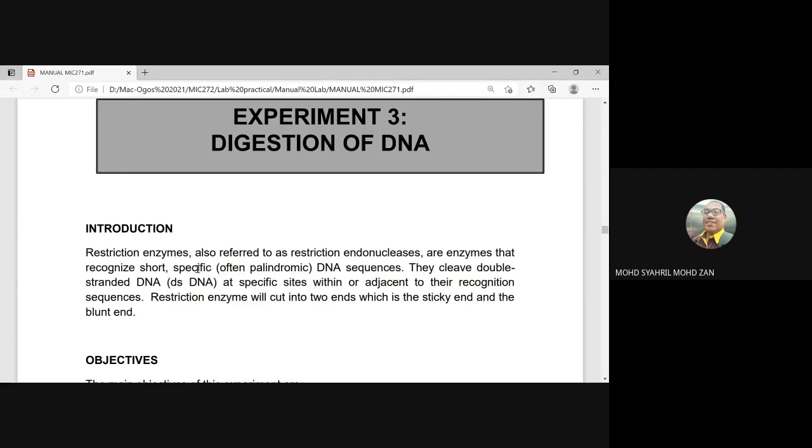A DNA sequence that reads the same in both directions. That's the meaning of palindromic in terms of DNA sequence. The sites of many restriction enzymes that cut DNA are palindromes. They cleave double-stranded DNA. So DS represents double-stranded, at a specific site within or adjacent to their recognition sequence.